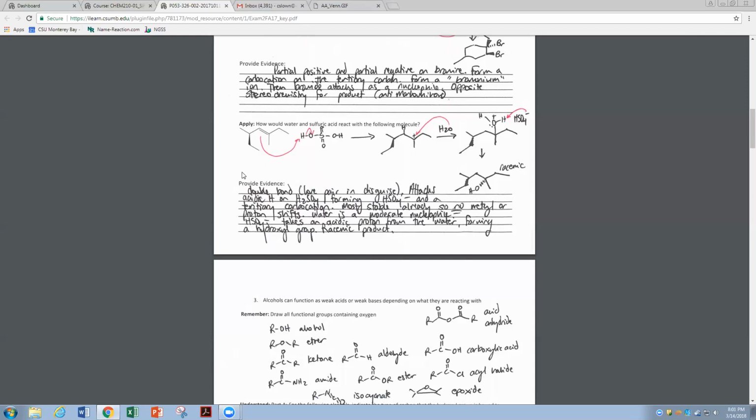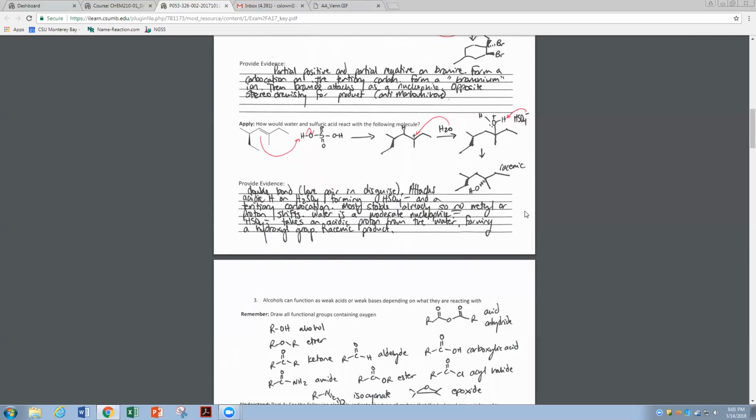So we have a couple of things. My double bond is a lone pair in disguise. That's what makes it a nucleophile. It attacks the acidic proton on H2SO4, which can form HSO4-, my conjugate base, and a tertiary carbocation. So the most stable is the already formed carbocation because it's a tertiary carbocation. So there are no methyl or proton shifts that can occur.